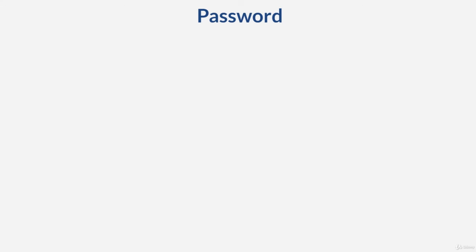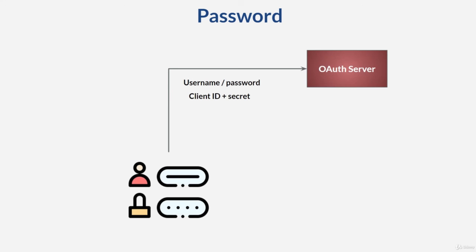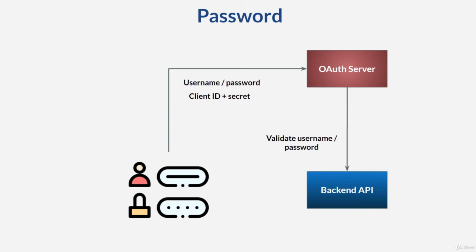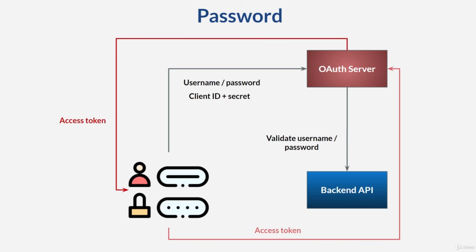Alternatively, the application can send the username, password, and OAuth credentials to the OAuth server. The OAuth server then calls the backend API to validate the username and password. If the username and password are valid, the OAuth server gives an access token to the client, which in turn can be used to access the API.